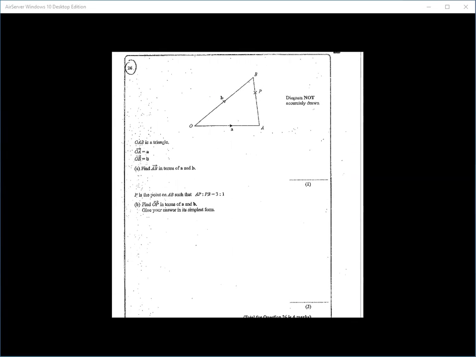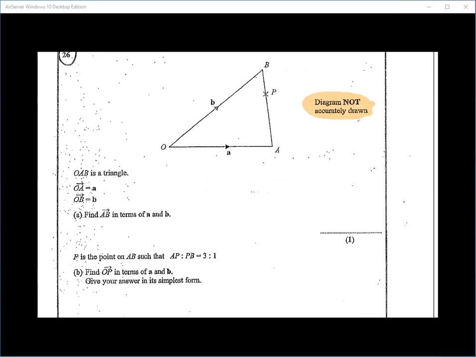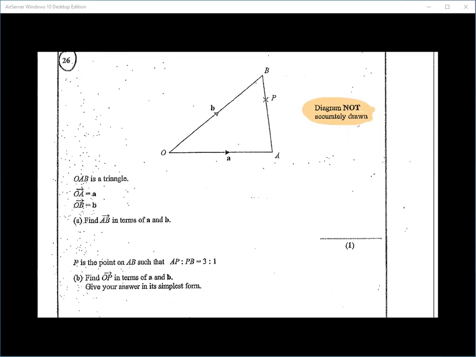Okay, the next question. We have another ratio one. Abu Bakr, join me on this question, please. OAB is a triangle. OA equals A, OB equals B. Find AB in terms of A and B. So we have, this one is A, and this one is B.